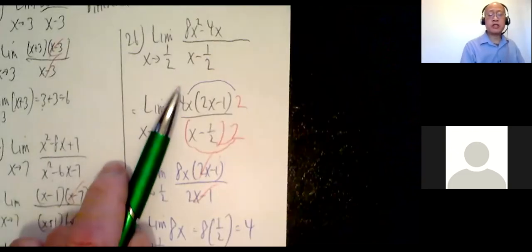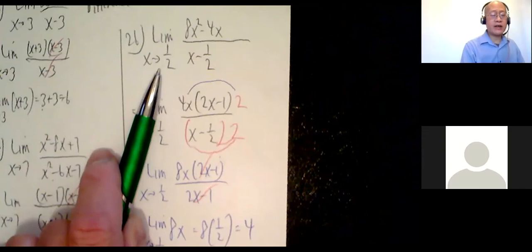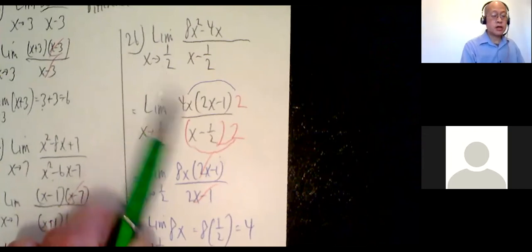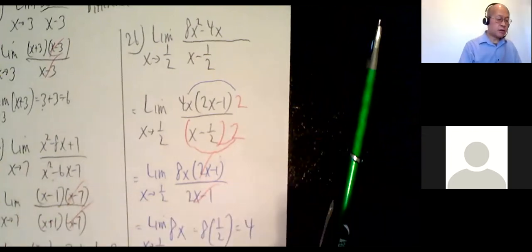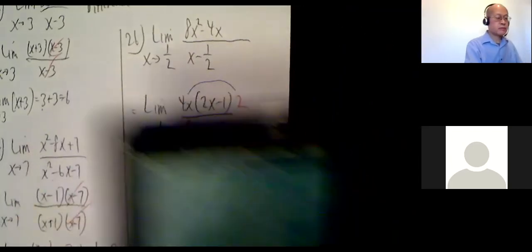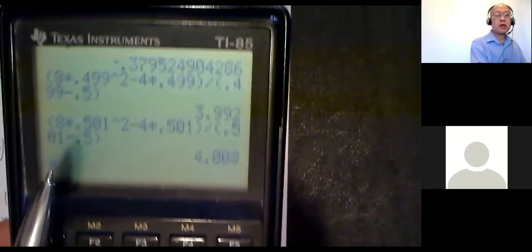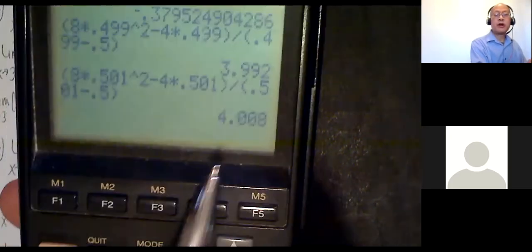And likewise, if I pick a number slightly bigger, like 0.501, I should also get that. If I want to do that, okay, I'll do it. A number a little bit bigger is 0.501. So 0.501 squared minus 4 times 0.501 divided by 0.501 minus 0.5. So I plugged in 0.501. 4.008. Yes, indeed.